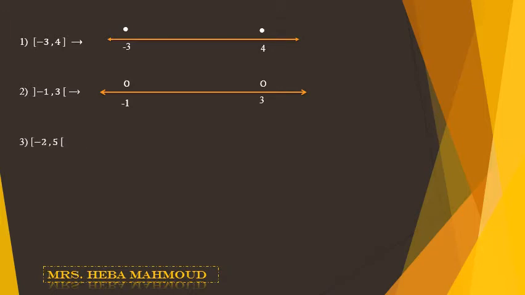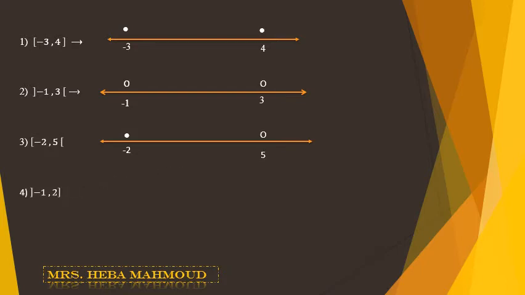Example 3, -2 closed and 5 open. So we draw the number line, and since -2 is closed, we make a closed circle on -2. It means that we will take -2 with us, and 5 will be an open circle because it's an open interval.